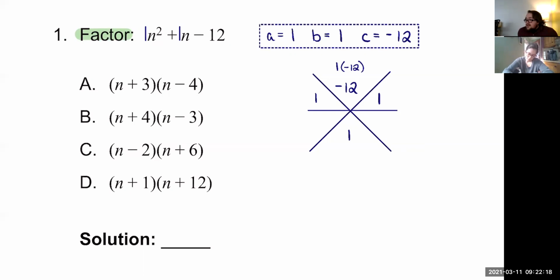Now you will have access to the factor pair list for the final. So this is where I would check the list of factor pairs for 12. I'm looking for 2 numbers that would multiply to equal negative 12, but also add to equal positive 1.